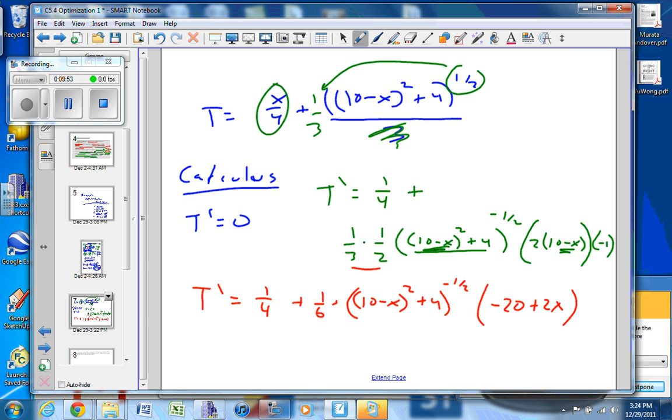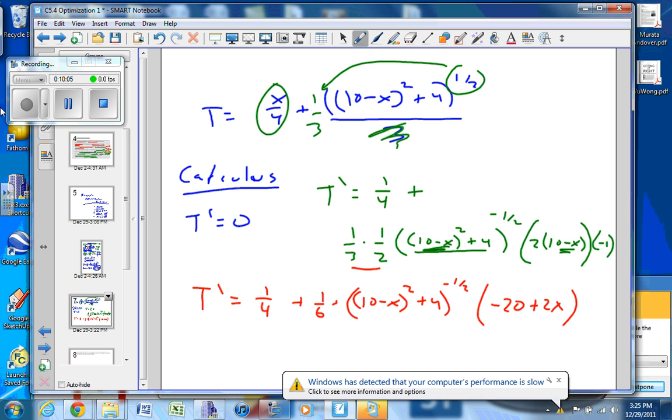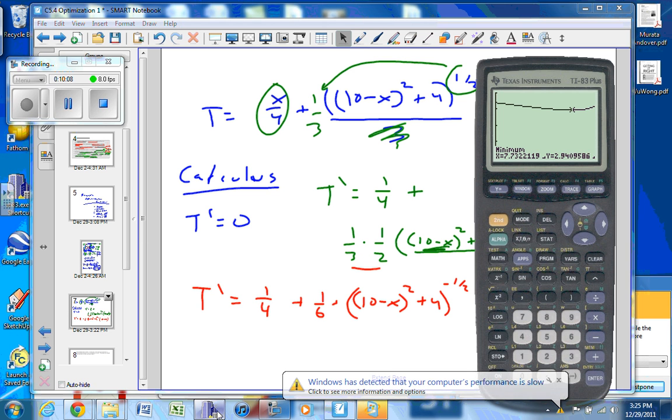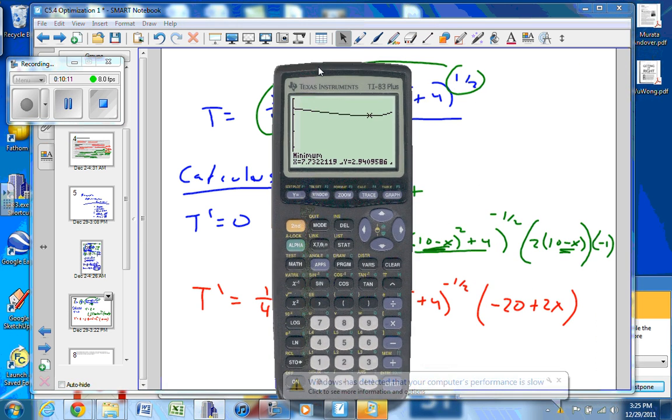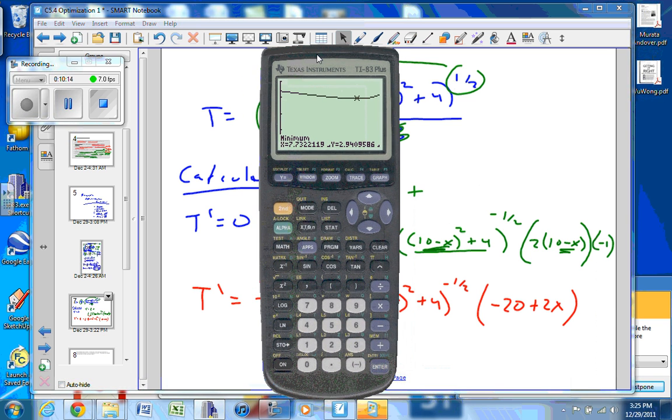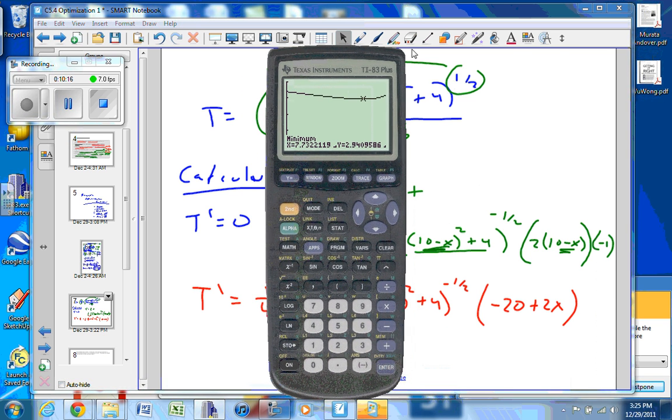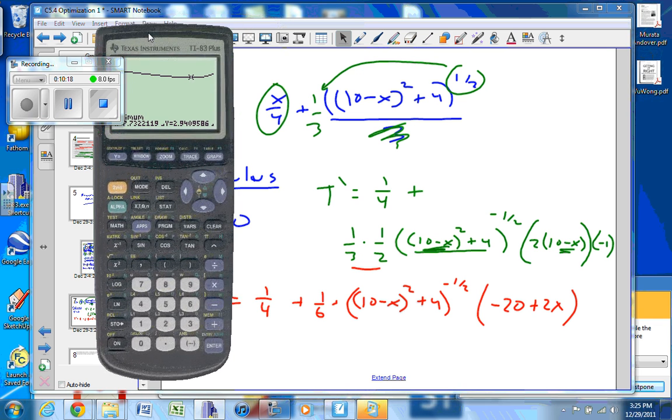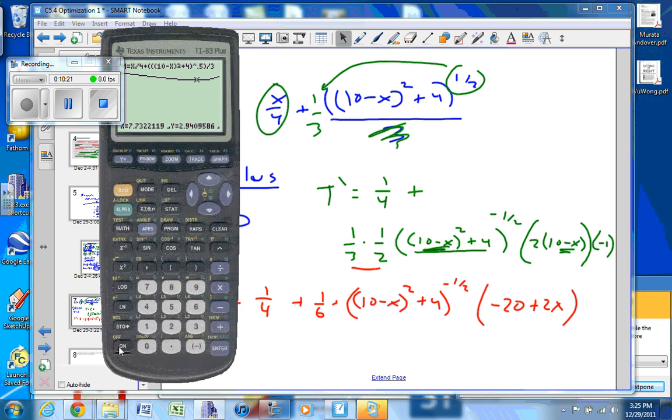I'm not going to proceed to solve this. You wouldn't be asked to solve these types of questions, something as nasty as this, by hand, and I don't think it's totally worth our time. But just to confirm our answer from before, if we were to put this into our calculator, and we get 1/4, I'll pause it.